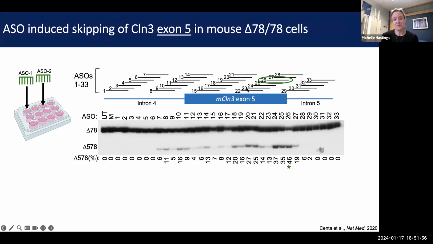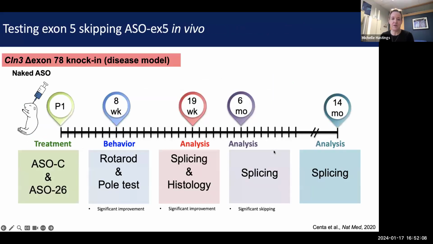This is a typical in vitro screen to identify good candidates for further screening in vivo. This is just an RT-PCR after transfection of different ASOs in. So you can see here some skipping that occurred. I'm just going to abbreviate this story since we have published this, but we treated mice one time when they were first born. And then we did a series of behavior tests and analyzed splicing and histology at various time points.